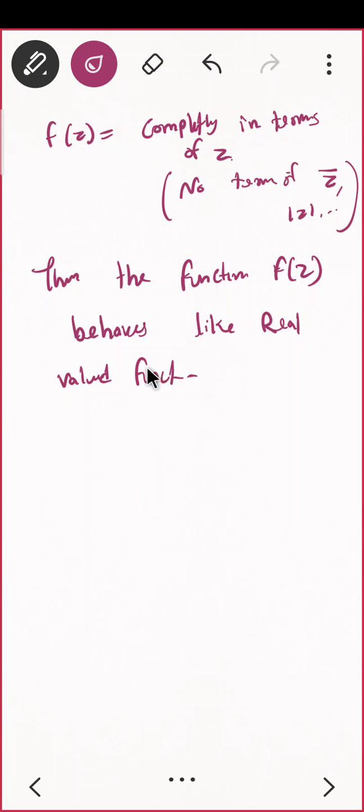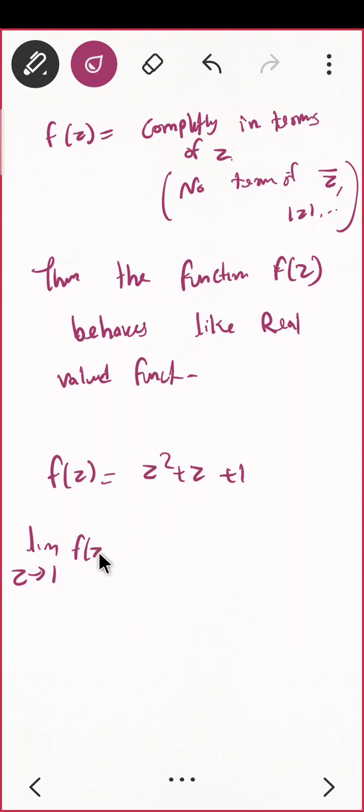That means what? If you are given something like this, f of z equal to z square plus z plus 1, so this function is completely in terms of z. Now to find the limit z tending to 1, what will you do for this type of function? You just have to directly put the value of z, correct? You don't have to think anything. You don't have to put z equal to x plus iy and then substitute and then solve. Your function is in terms of z, so it behaves like your real valued function.